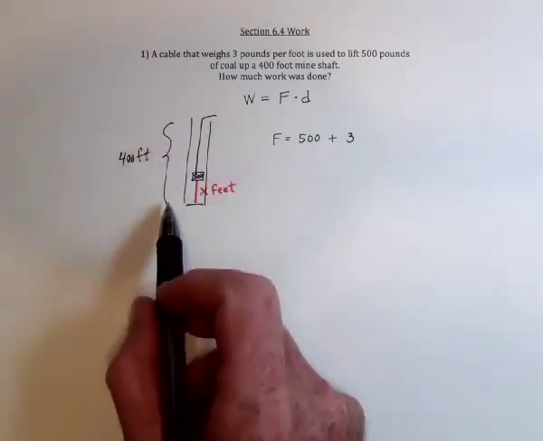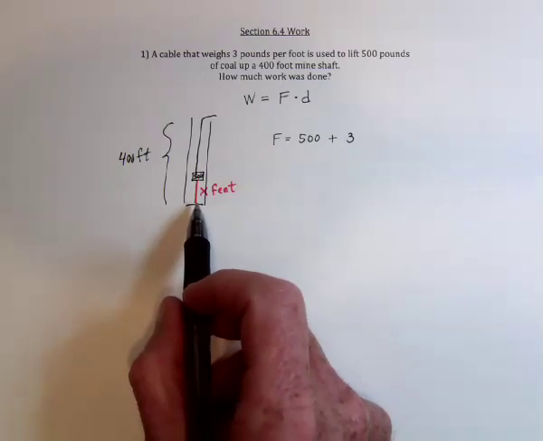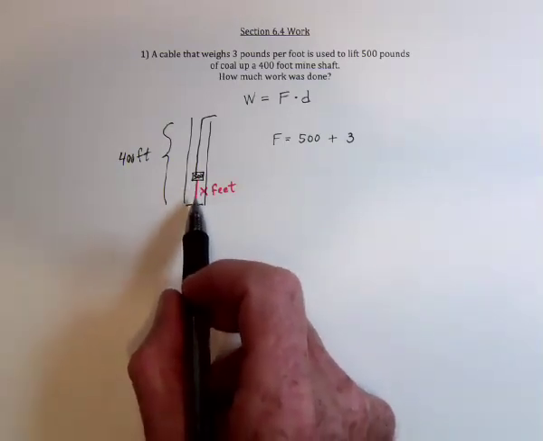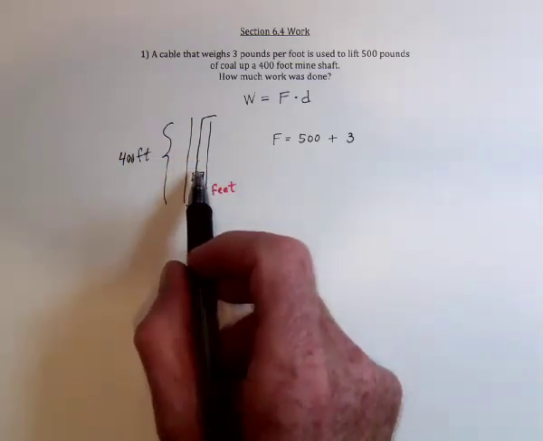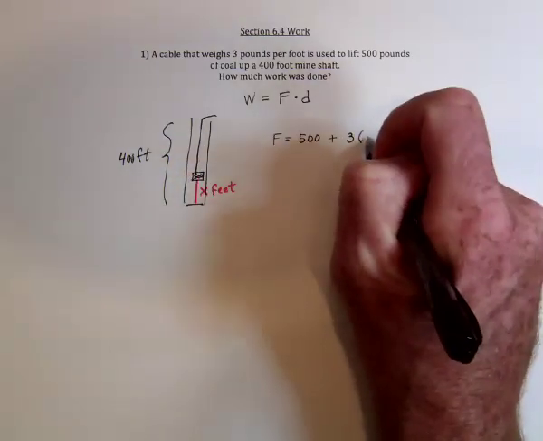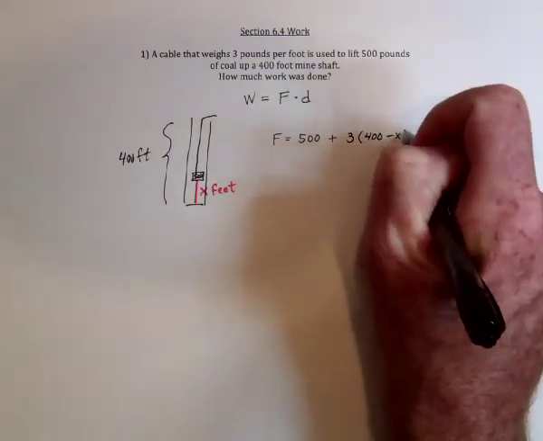Well, if the total is 400 and this down here is X, then there's not any cable down here. This is the cable, which would be 400 minus X. So the amount of cable would be 400 minus X.